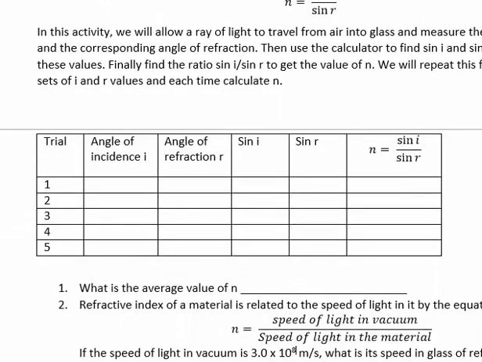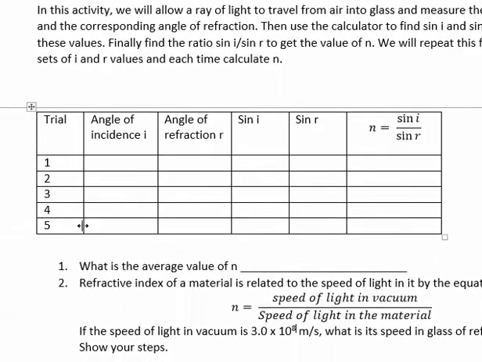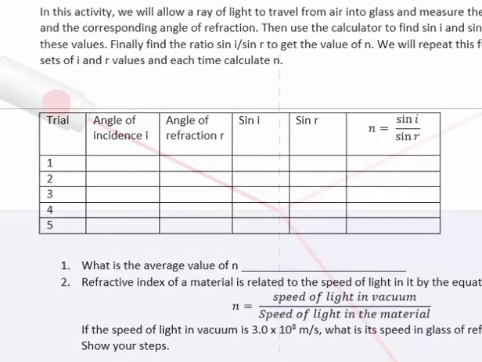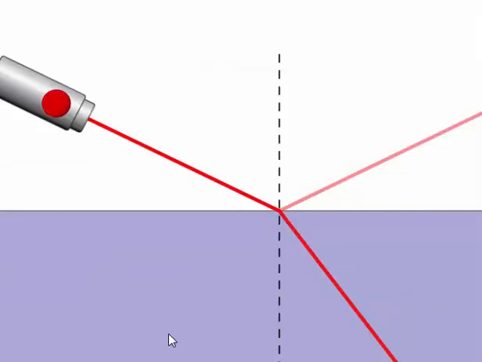Now, you will be doing the experiment for, say, 5 values of angle of incidence and angle of refraction. Use your calculator to find the sine of I in each case and sine of R in each case. Then find the ratio sine I divided by sine R for each trial. And finally, find the average of these n values. All right. Let's now take our data values.